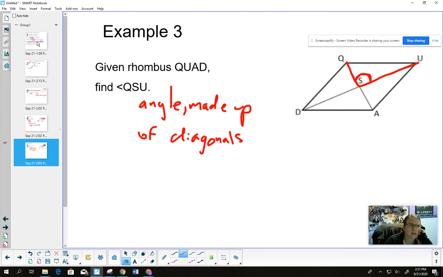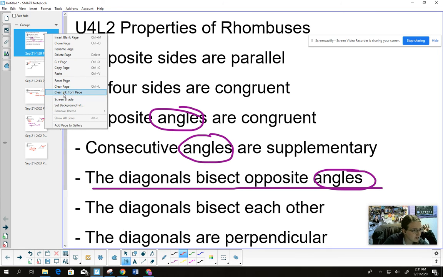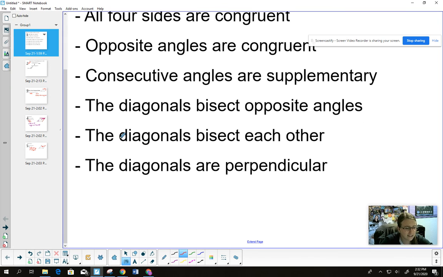Let's go ahead and look at our properties and see what we can find. So, clear a different page. I've got stuff about opposite angles, consecutive angles, but those are talking about the corners of the rhombus. What we're looking at here is an angle made by the diagonals. Now, this last one actually tells us the angle that is made by the diagonals.